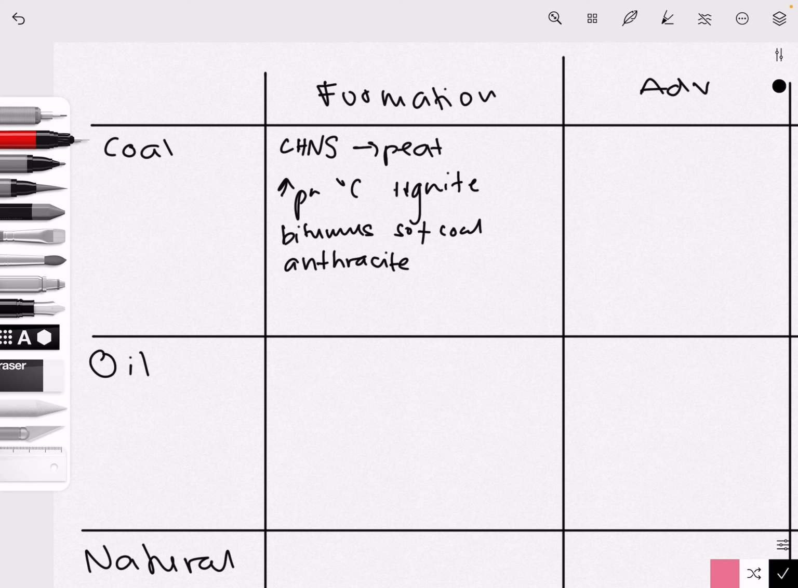Now, one thing to know is that throughout this process, the percentage of carbon atoms increases, and it is to the point where once we get to anthracite, or our end product being coal, we have about 80 to 90% of the sedimentary rock consisting of carbon.